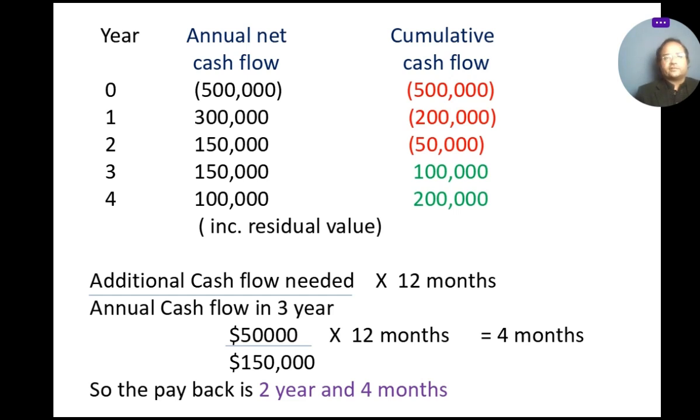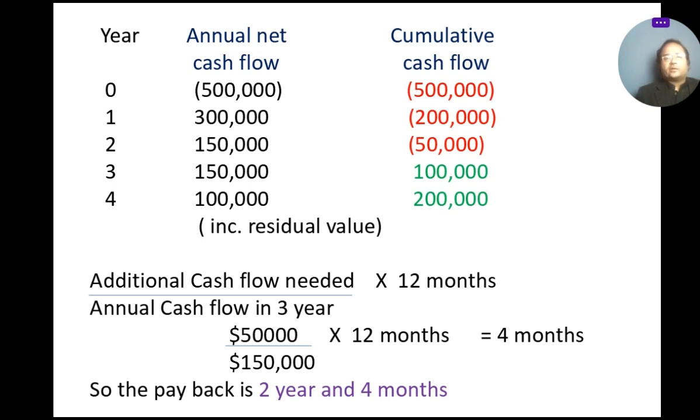Year zero, right now you invest 500,000 and you want 500,000 back. First year, your positive cash flow is 300,000 and the rest of the amount is 200,000. Second year, you get 150,000. So it means your remaining amount will be 50,000. Third year, you get 150,000 and your profit is 100,000. In the fourth year, your cash inflow is 100,000 and the total amount of cash flow is 200,000. In the last year, 100,000 includes the residual value, the resale value.